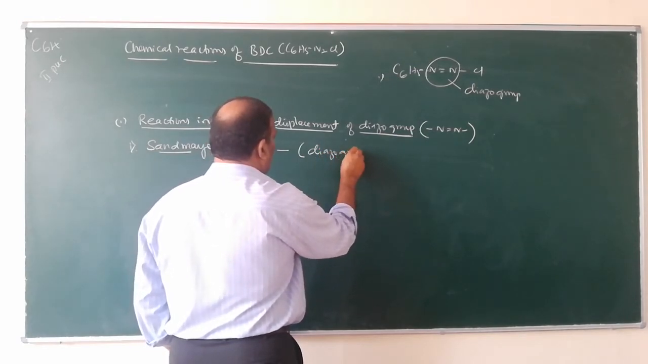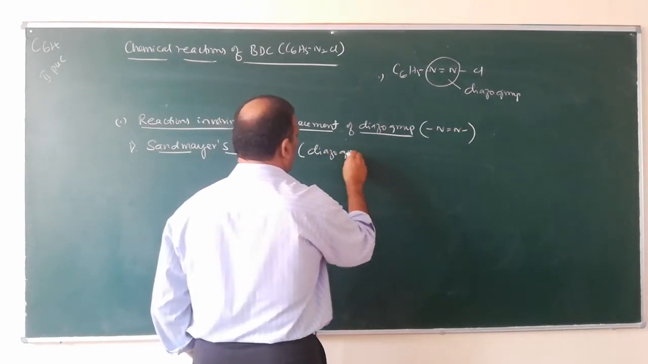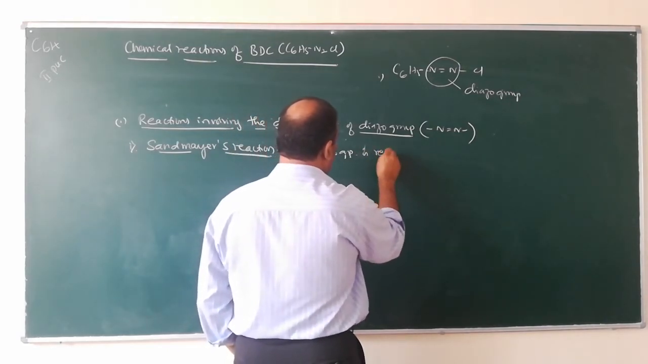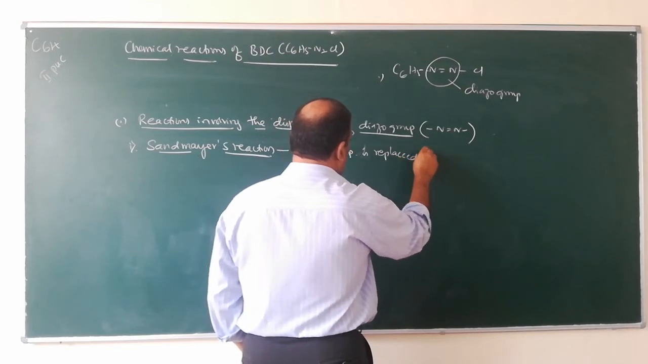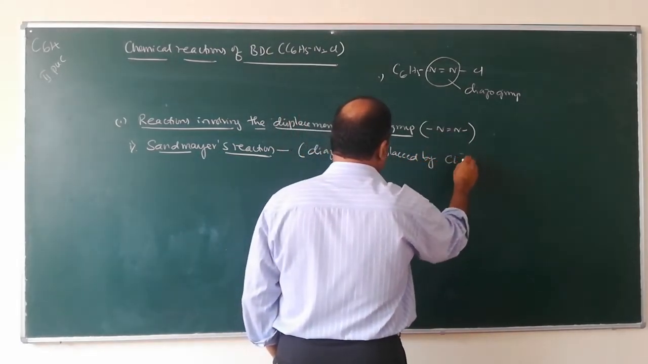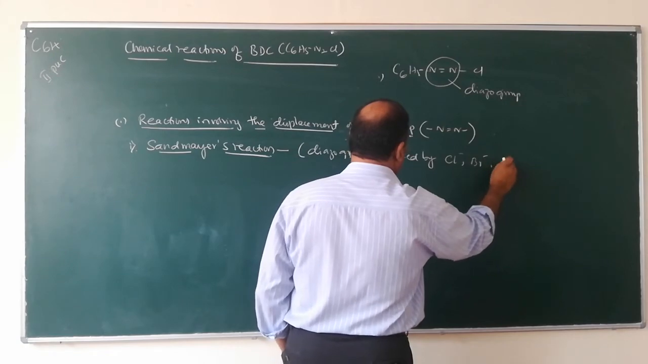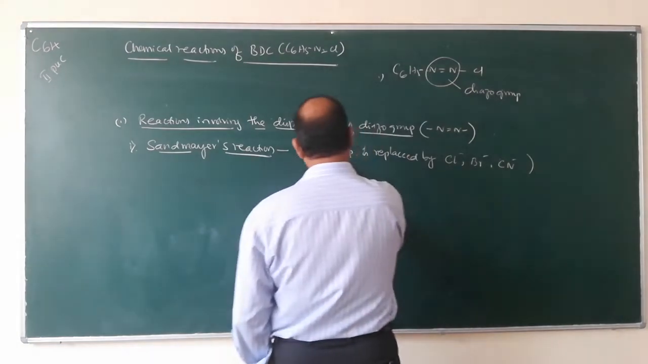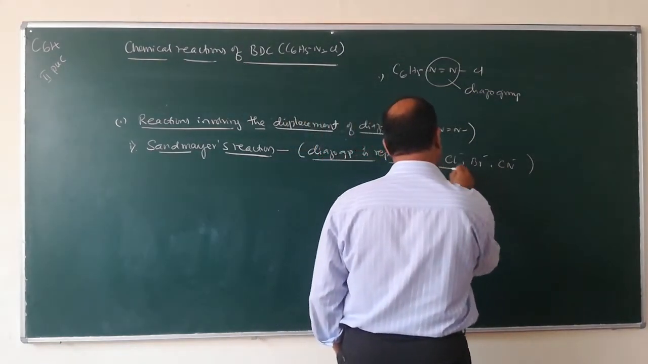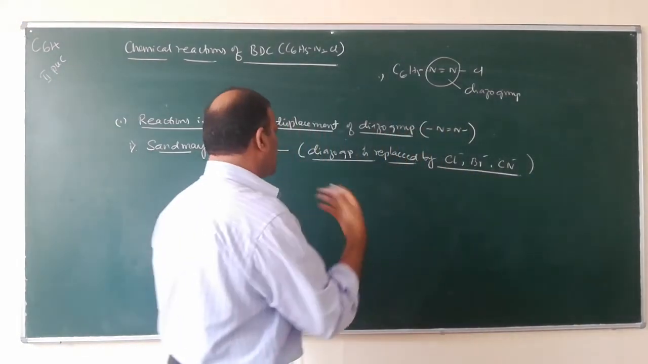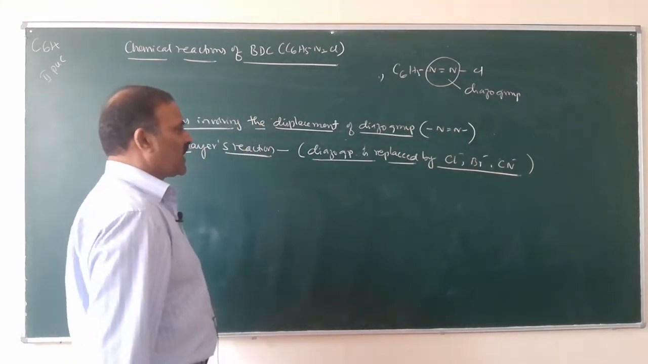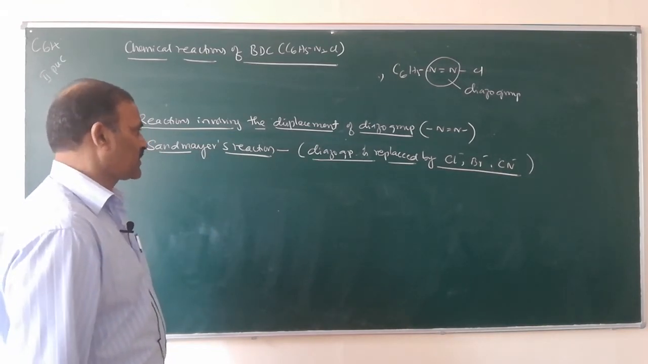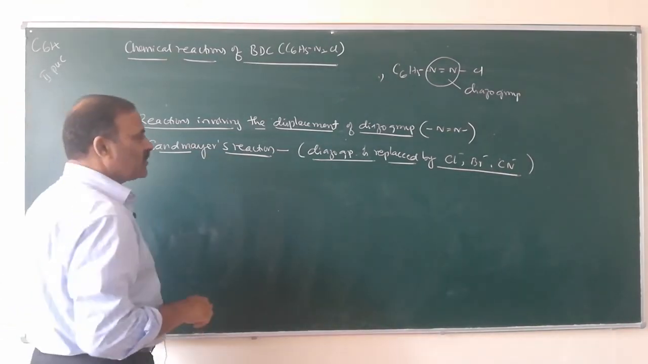The diazo group has been replaced by Cl minus, Br minus, CN minus. So the diazo group has been displaced and replaced by Cl minus, Br minus, CN minus ions. So what is Sandmeyer's reaction?